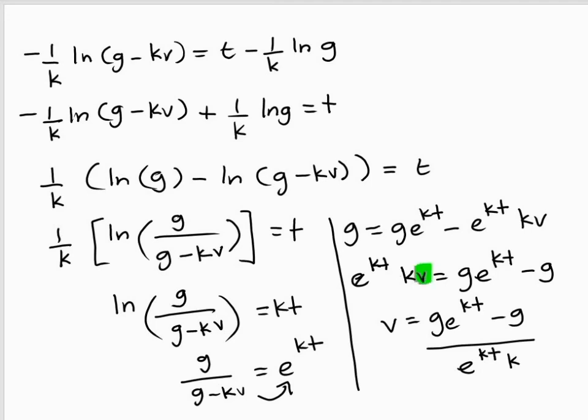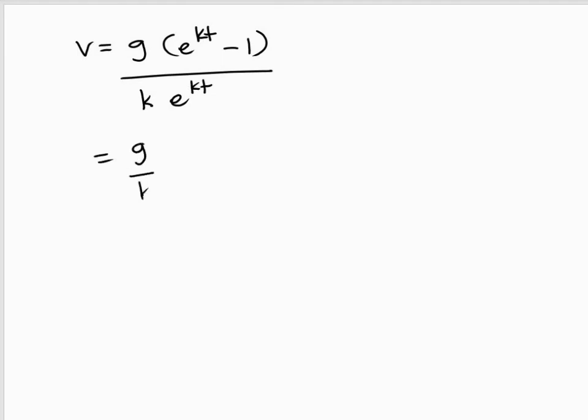We just want v on the left hand side here, so we bring the others to the left hand side and factorize g. Now we have v equals g times e to the kt minus 1, over k e to the kt. To prove what we want from the question, we have g over k, and then e to the kt divided by e to the kt is 1, minus 1 over e to the kt, which is e to the power of negative kt. So, proven.